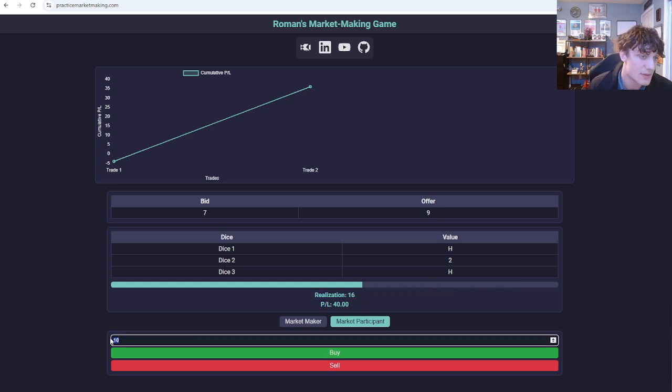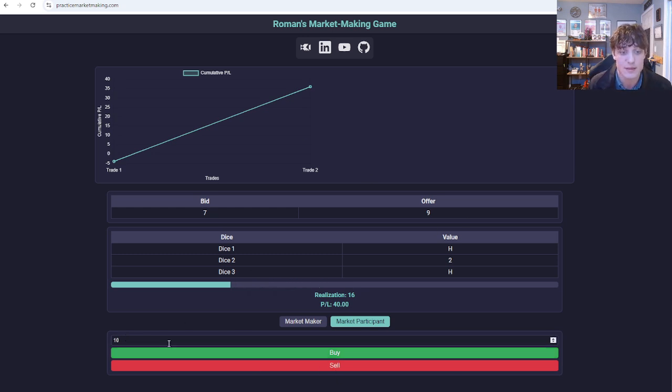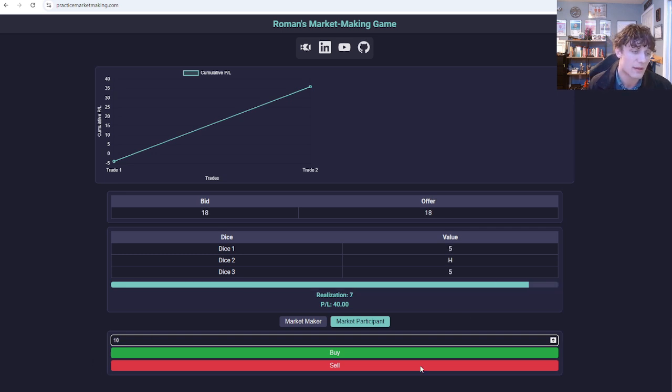There is no cap to the quantity. This is simply a tool for you to practice. So if you want to do an increment of 10, if you want to manage your risk differently, then you may do so. So let's play another round here.